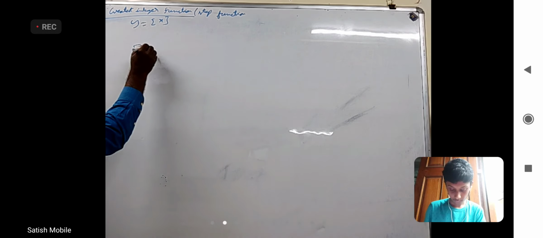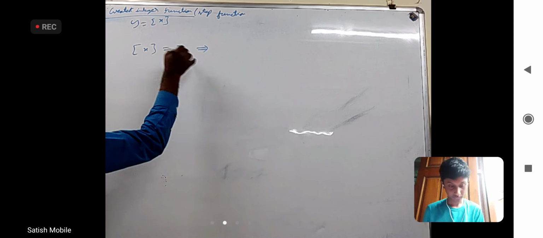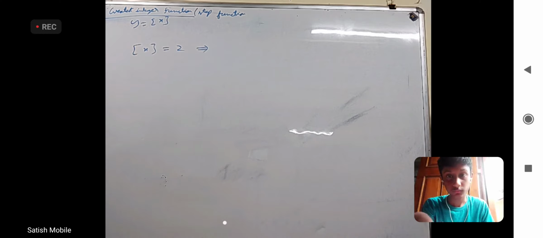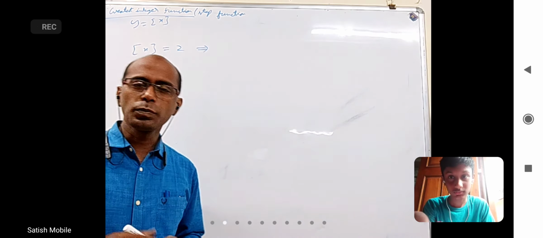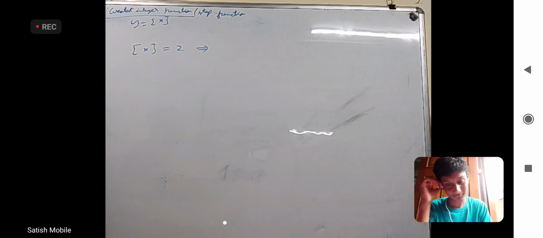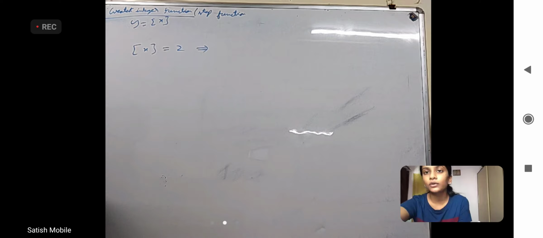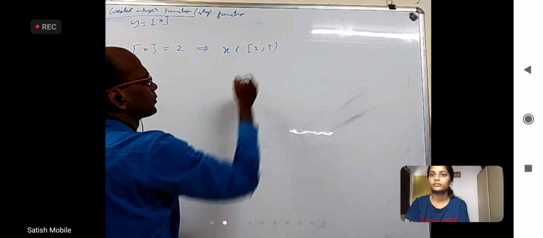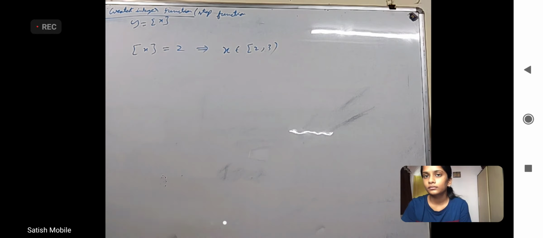Okay, integer part of x is equal to 2. Anybody want to tell what is the solution for this? For what x values will the integer part of x be 2? What about 2.01, 2.05, 2.95, 2.96? So how to say the answer? Yeah, everything between 2 and 3, which means closed 2 to open 3. 3 is not okay, but whatever is the last number just before 3, up to there it is okay, right?